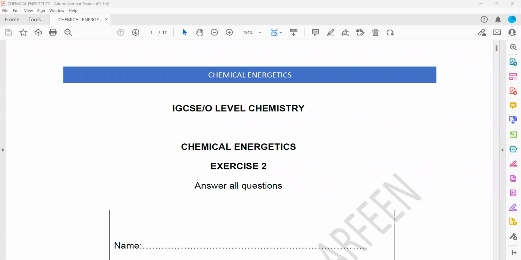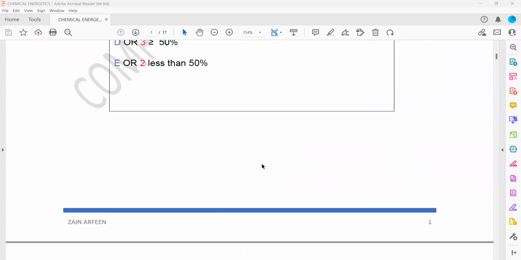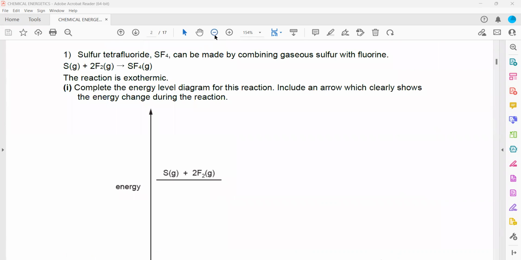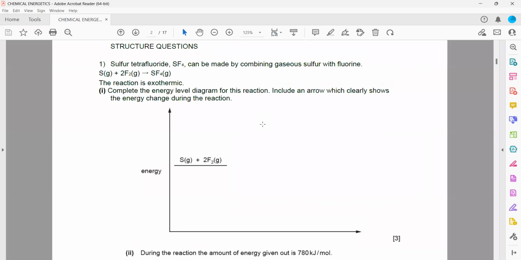So this is the exercise chemical energetic 2. First, question 1. Sulfur tetrafluoride, which is SF4, can be made by combining a gaseous sulfur with fluorine. And the reaction is exothermic.